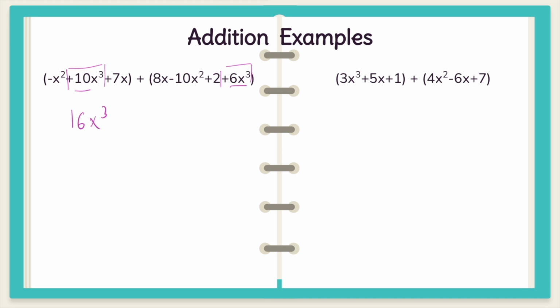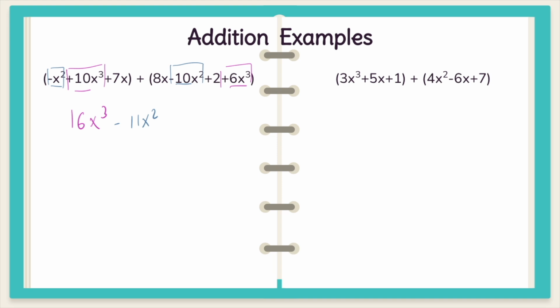Now we're going to look for our next highest power, and that's going to be squared. So we've got negative 10x squared and negative 2x squared. Again, we're going to make sure that we keep our signs with the things that are in front of them. So negative 1 plus negative 10 is going to give me negative 11x squared.